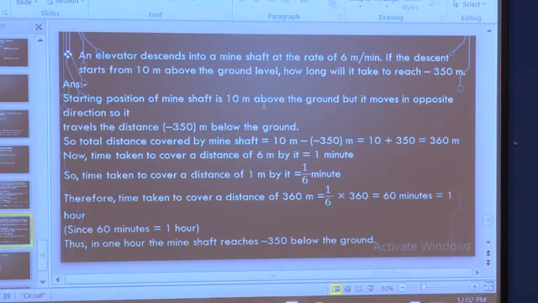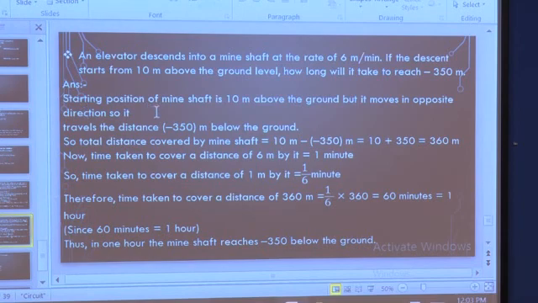If the descent starts from 10 meters above the ground. What is above the ground? Ground, suppose we are considering as the 0 level. How long will it take to reach minus 350 meters? So, what kind of problem is it? So we will go for writing a statement.